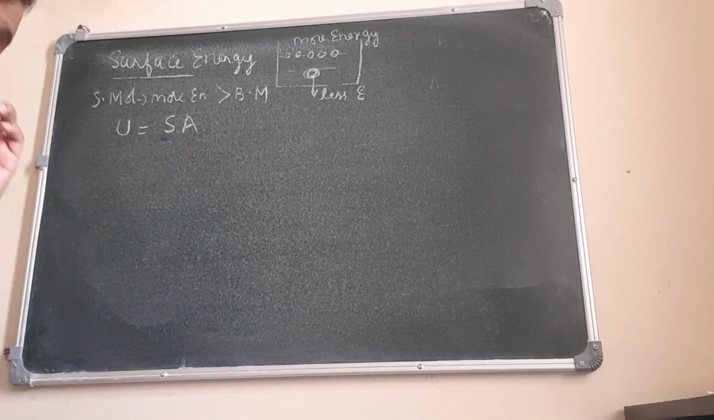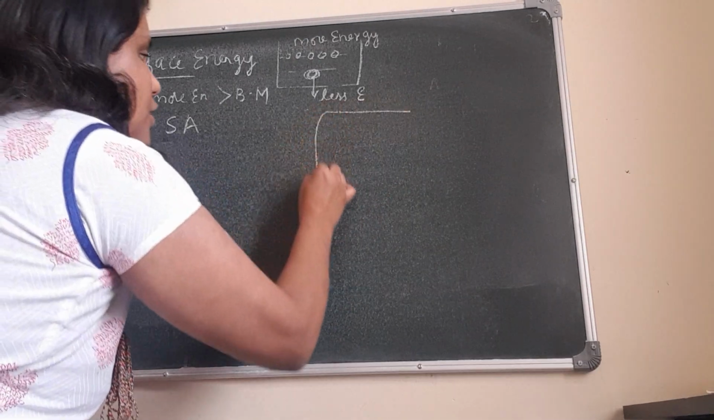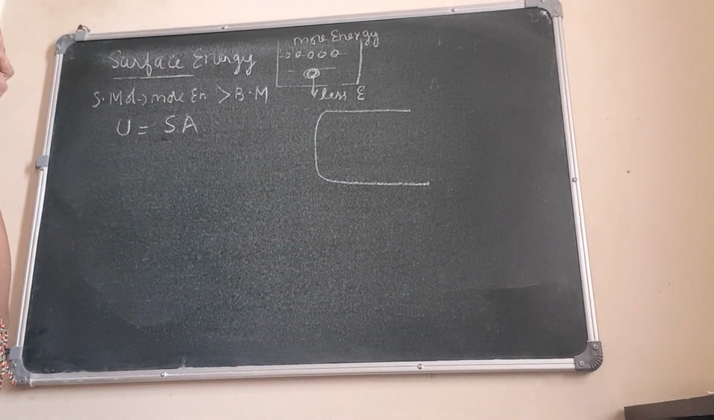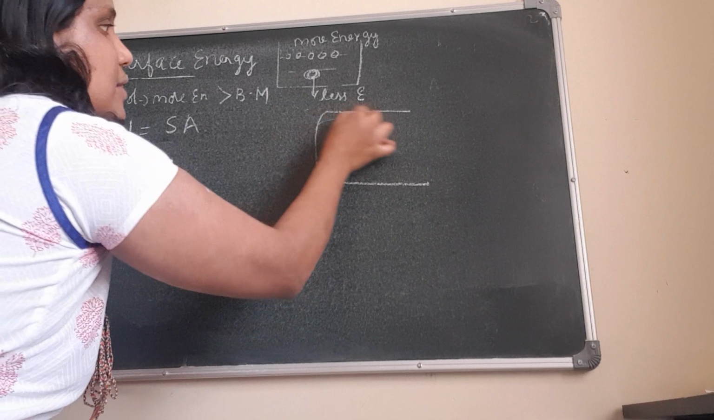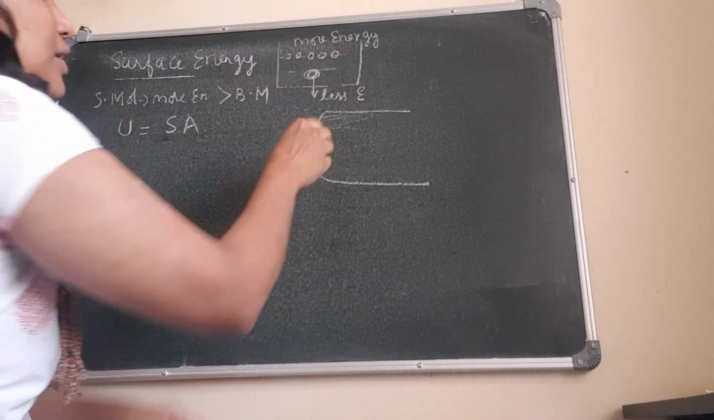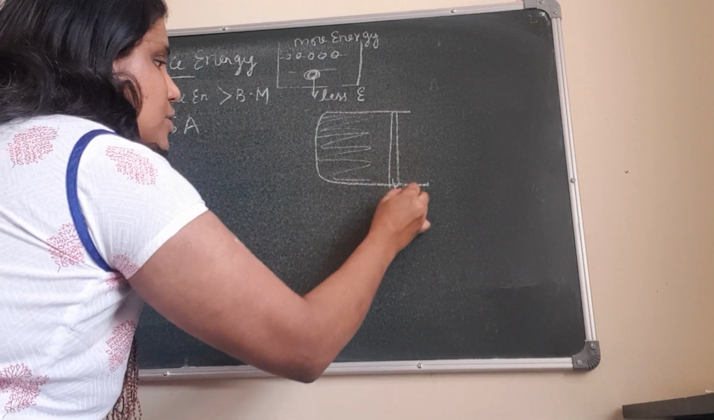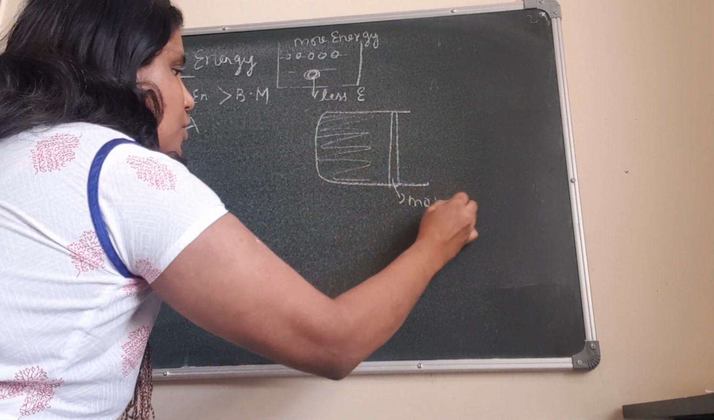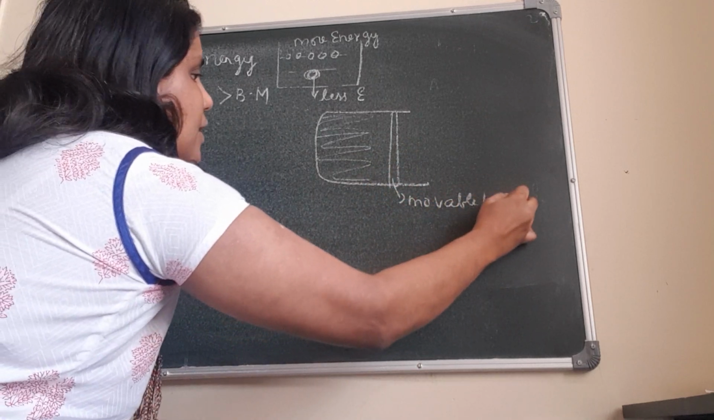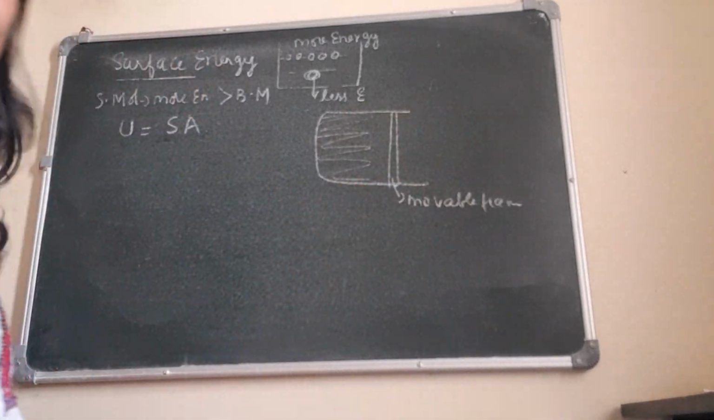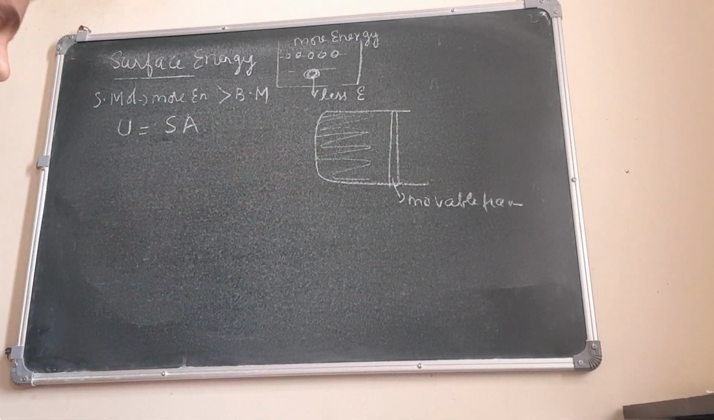Okay, so it goes something like this. It's there in your textbook also. Imagine a U-shaped frame and there is liquid here. You're putting the frame in the liquid, and there is one movable frame. So this is your movable frame. I can slide it like this. This is movable.